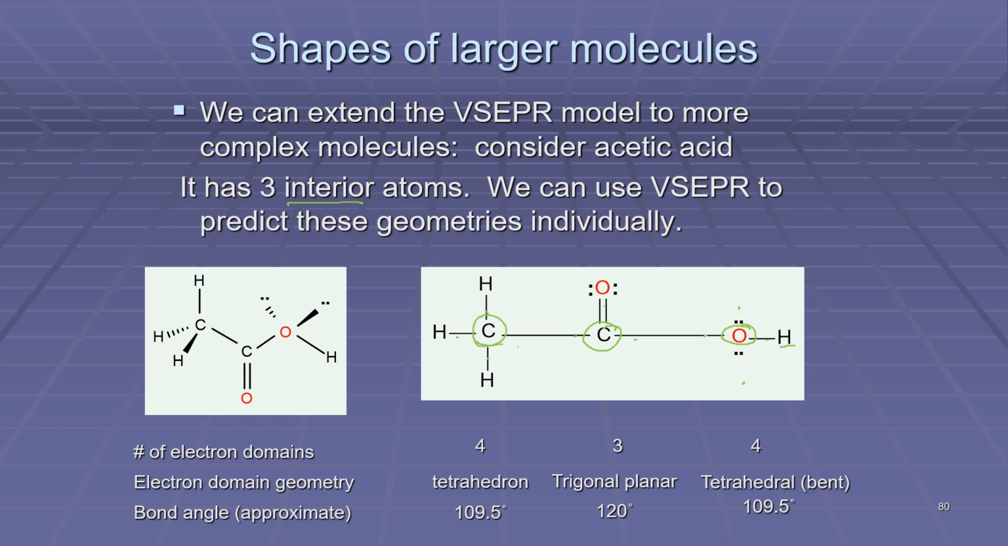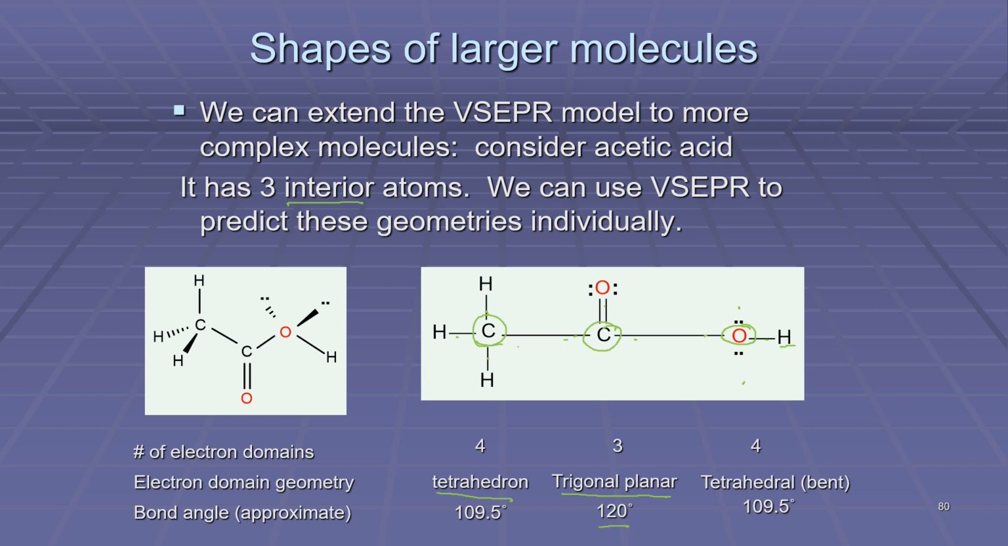So this carbon here has 4 domains. All 4 are bonding, so it's tetrahedral. Tetrahedron is the noun, tetrahedral is the adjective. So it's tetrahedral, and it has bond angles of 109.5. This carbon in this center has 3 domains. All 3 are bonding, and so it's trigonal planar. And trigonal planar has a bond angle of 120 degrees.